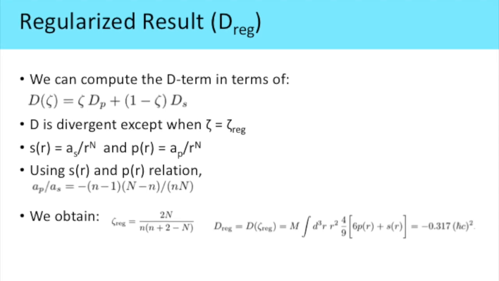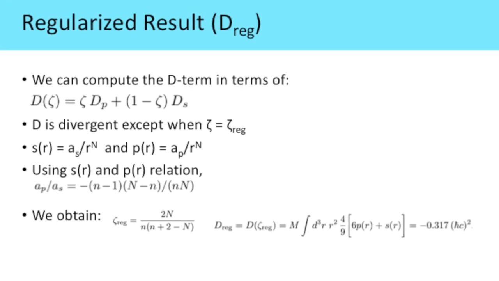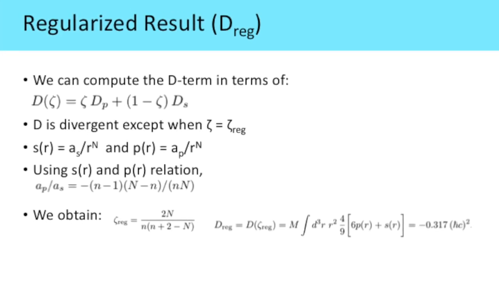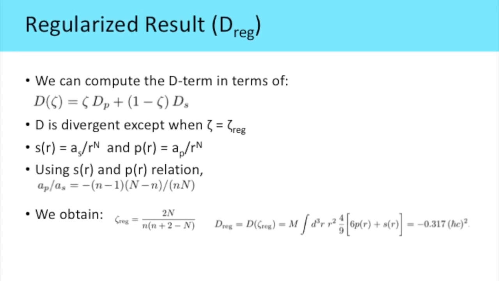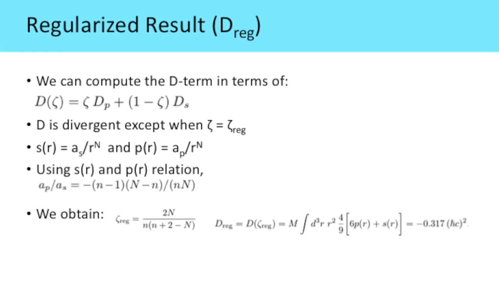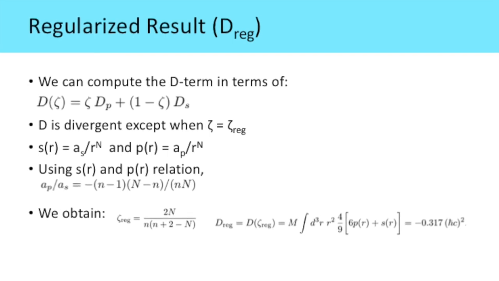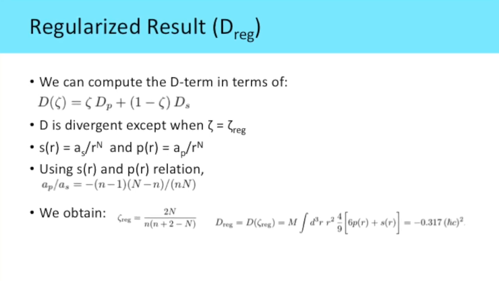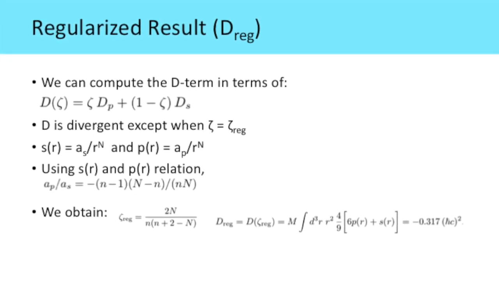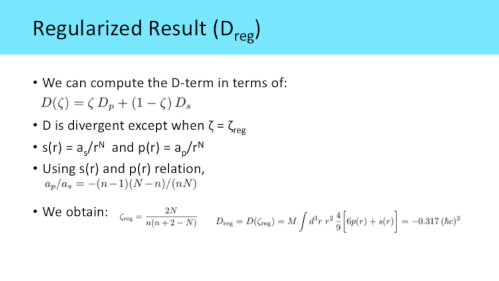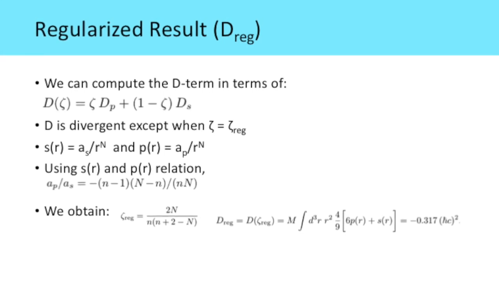Zeta reg depends on the number of dimensions, little n equals 3, and the power, capital N equals 4, in the long-distance asymptotics of S of R and P of R. These long-distance asymptotics are given in the 3rd bullet of this slide. It is important to note that we obtain capital N from Maxwell's equations for a general number of dimensions. Considering the prefactors of dp and ds, we get the following value for zeta reg, as shown in the last bullet. This regularized D term is finite, negative, and can be expressed in terms of P of R and S of R as shown in the final equation.